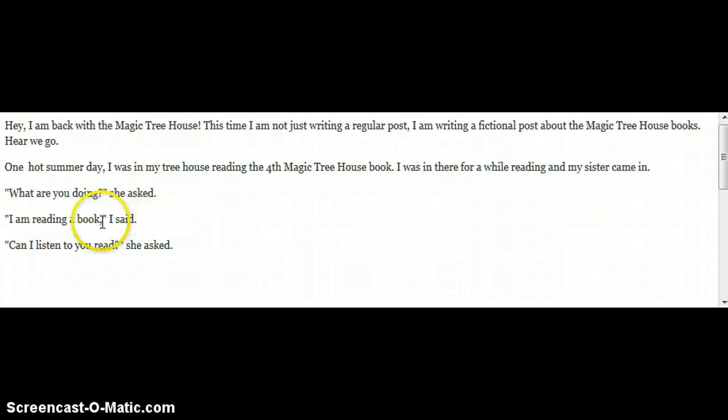She asked. Notice also the question mark here. All right? This question mark is inside the quotation mark because this is actually what your sister asked. That's what she said. This period still goes at the end, and this does not get capitalized because this is technically all one sentence.